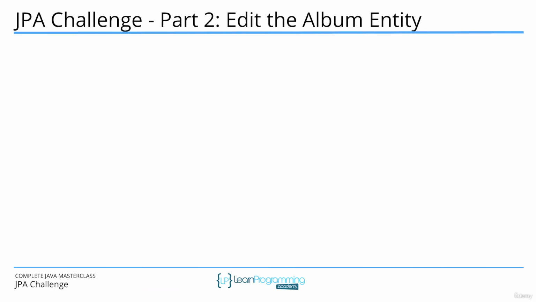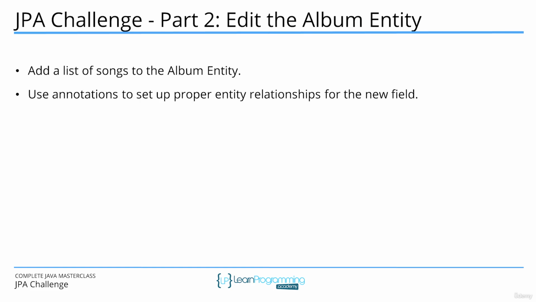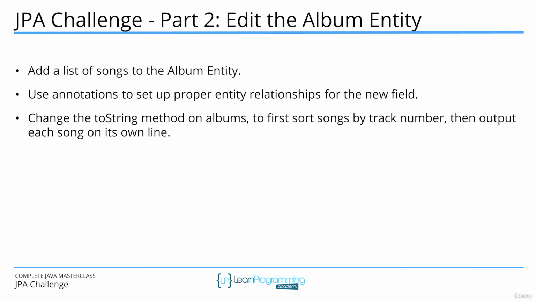For this to work properly with artist and album, you'll need to edit the album class. First, add a list of songs to the album entity. Next, use annotations to set up proper entity relationships for the new field. This should be the same type of relationship in the artist class for the albums field. Since we're only reading data in this challenge, you can skip the cascade instructions in the annotation. Lastly, change the toString method on albums to first sort songs by track number, then output each song on its own line.